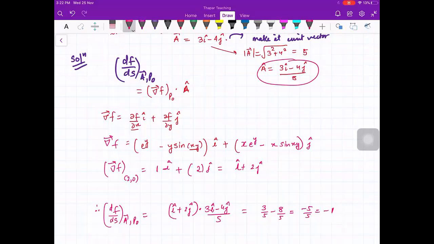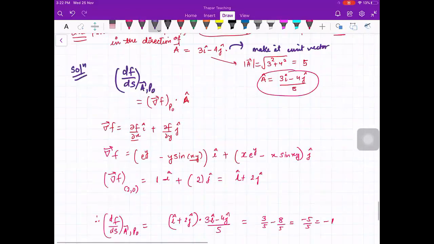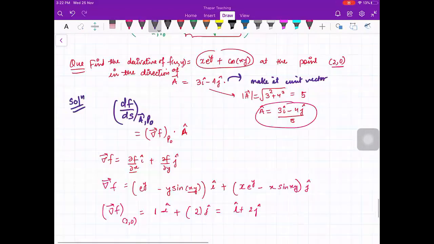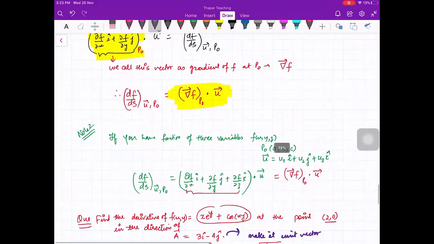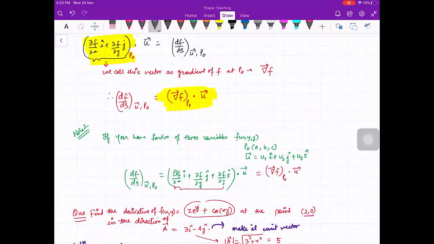Anybody having any doubt in directional derivatives, please ask, beta. Next topic will start next week. That is properties of directional derivatives. So we'll start it next week. If you have any doubt in the definition of directional derivative or anywhere in today's lecture, please ask. We still have 2-3 minutes to go.